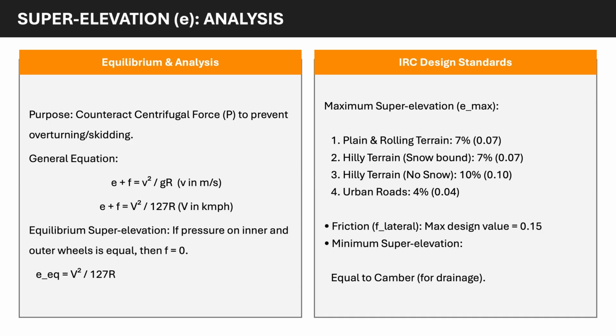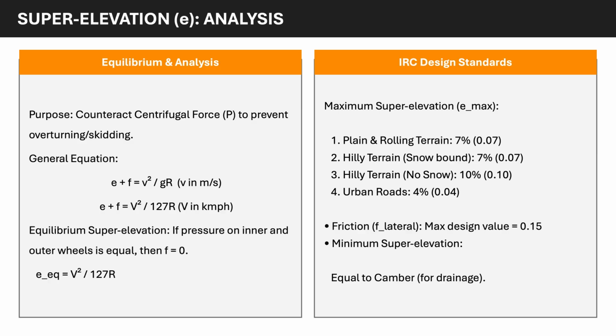Now, the physics of curves. Super elevation. The general equation is E plus F equals V square divided by 127 times the radius. Here, V is in kilometers per hour. Check the design standards table on the right. The maximum super elevation is limited to 7% for plain and rolling terrain. It goes up to 10% only for hill roads that are not snowbound. For urban roads, it is capped at 4%. Lateral friction F is always taken as 0.15 for design purposes.